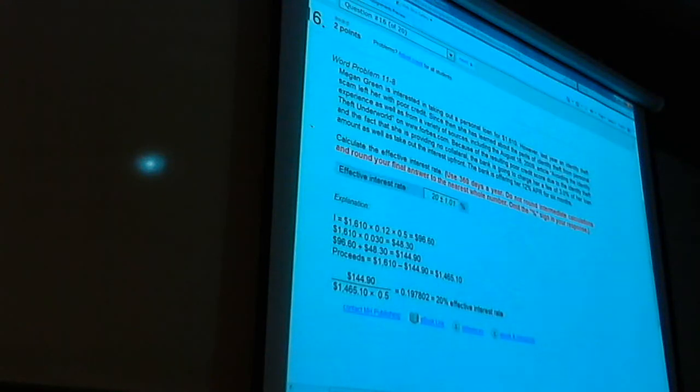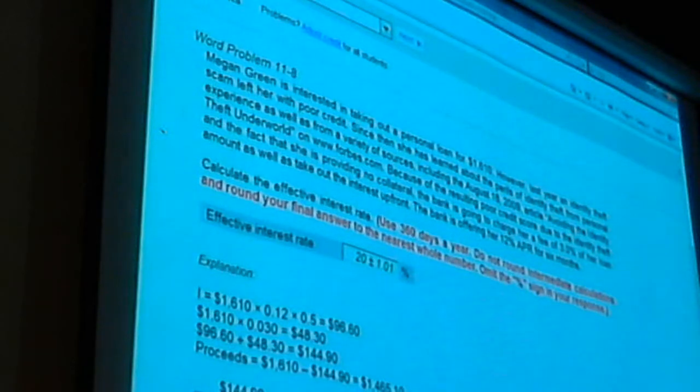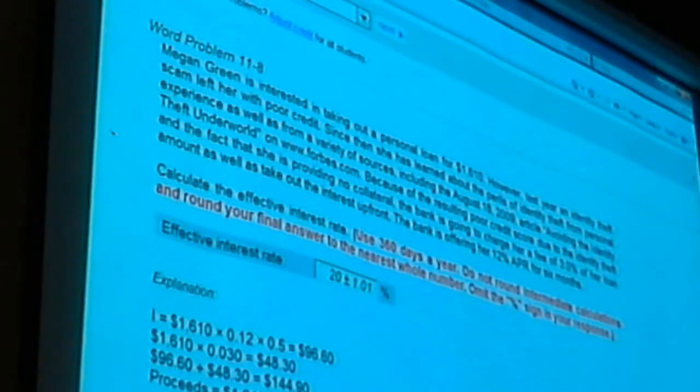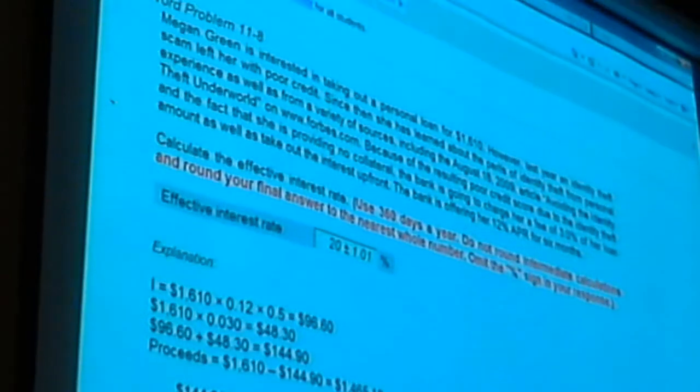Any questions on this one? We should be getting to 11 soon. No? Here we go. Is that 11? Yep. Where's 11? There it is. Chapter 11, last chapter.